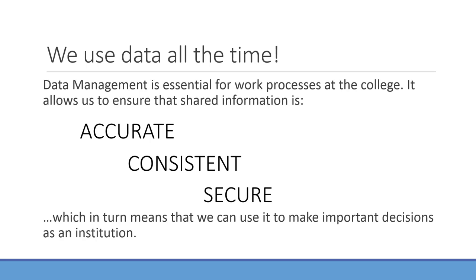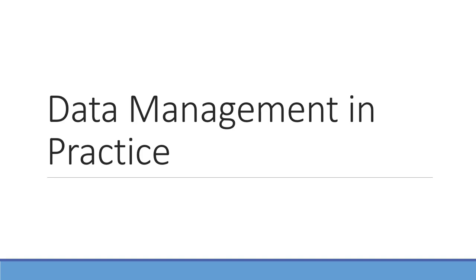Accurate, meaning the data is correct. Consistent, meaning the data is interoperable or flows between systems and departments without issue. Secure, meaning the data is safe, both from malicious intent and the occasionally unavoidable human error. Let's take a look at some examples of data management in practice and why good data, or clean data, data that is accurate, consistent, and secure, is so important.